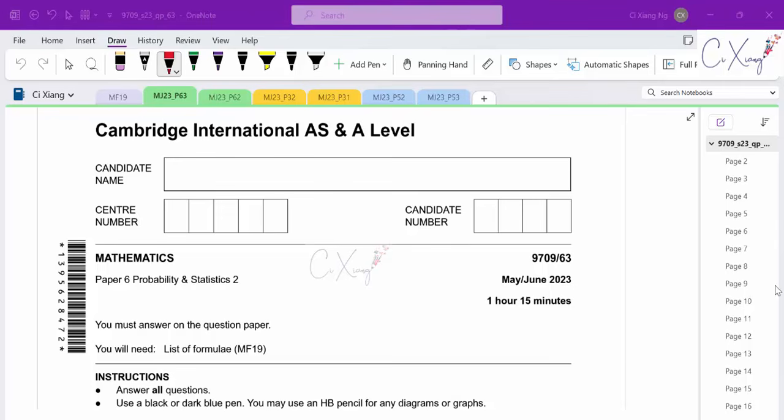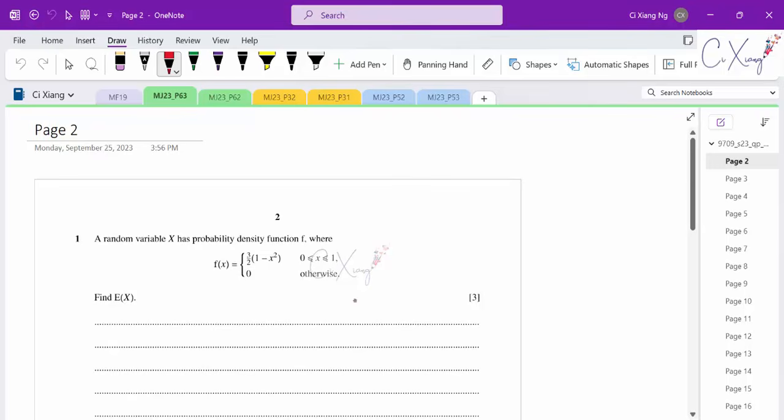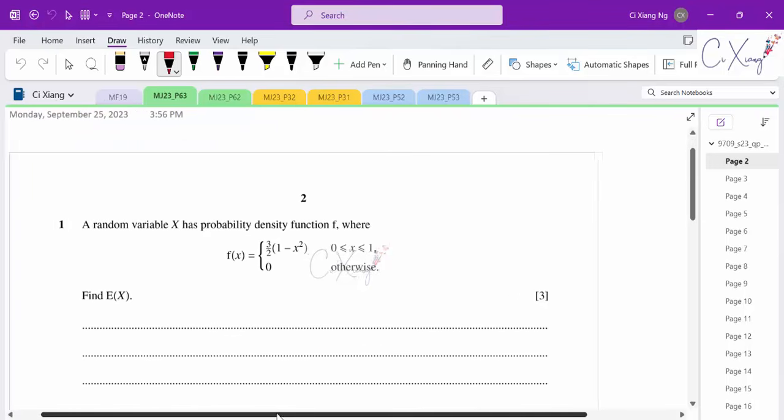Okay, so we'll be discussing Paper 6, Probability and Statistics 2, for May/June 2023, Paper 6-3. Okay, so let's start with question number 1.